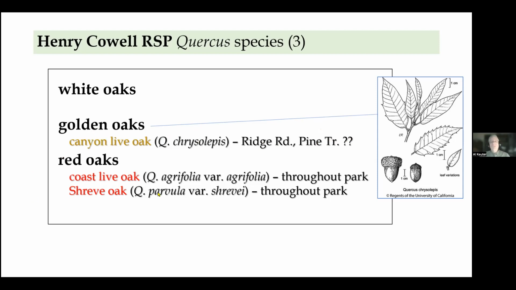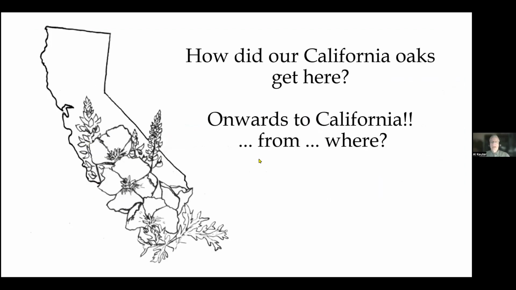But the red oaks, there are two within the park that have been documented: the coast live oak and the Shreve oak. So, again, a little more of a primer here. How did the California oaks get here? You know, so we just saw a map showing where they are, but how did they get here?